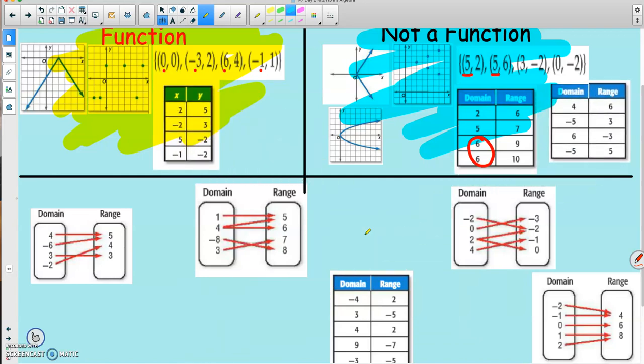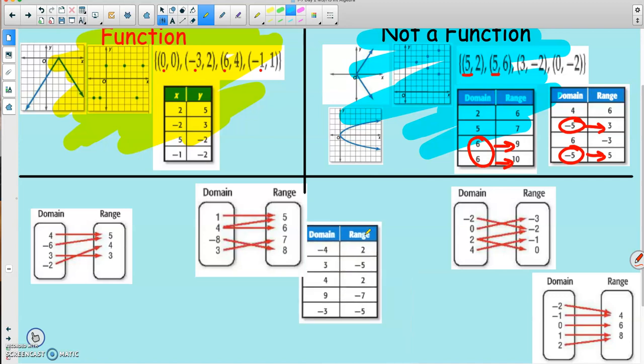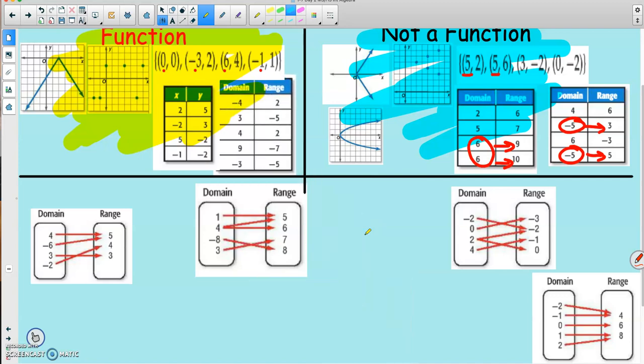This one is not a function right here because that input of -5 is giving me two different output values. So -5 is giving me 3 and also giving me 5. 6 is giving me 9 and 10. And then this table looks good. Each of these values are different. Like on this one, each one is different.